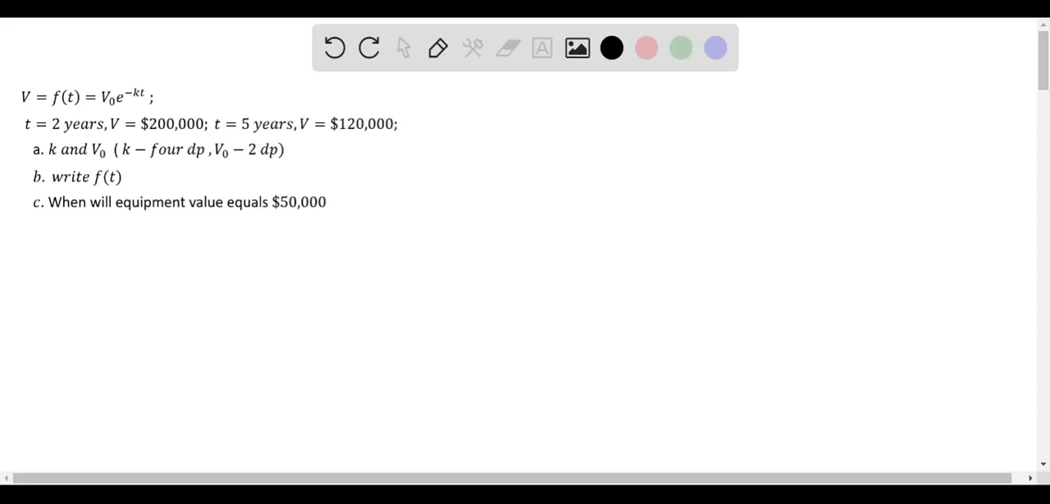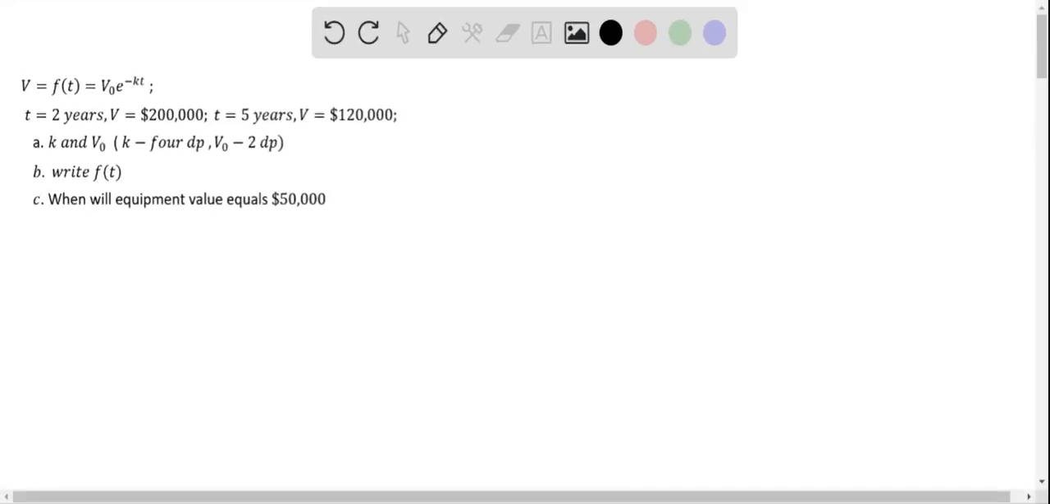In this question, we are given the value of an equipment which declines in the form of a function. So it is given as V, which represents the value of the equipment. It's a function of time, so it's given as f of t equals V naught e power minus kt. And with some initial conditions, that is, after 2 years, the value of the equipment is $200,000, and after 5 years, the value of the equipment is $120,000. So we are going to use these initial conditions to determine the value of k and V naught. That answers part A.